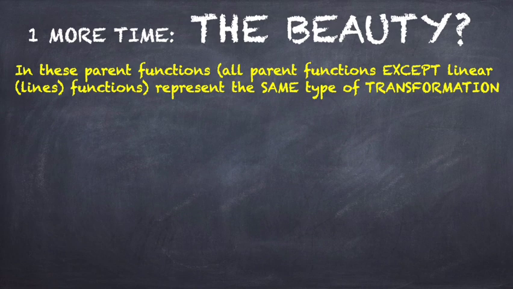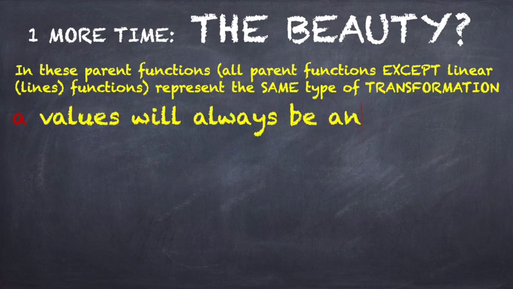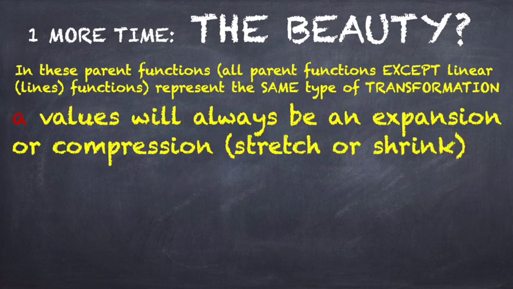Our A, our H, and our K, they all represent the same thing. An A value will always be an expansion or compression. Now, for a parent function, the A value is always 1. It's never seen. It's always understood.